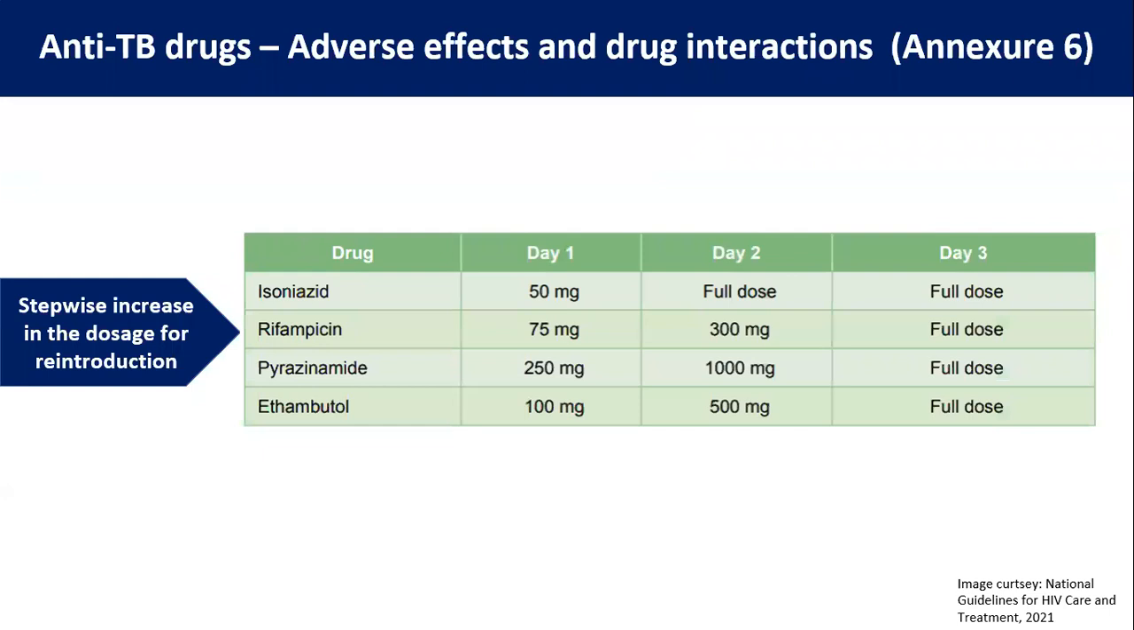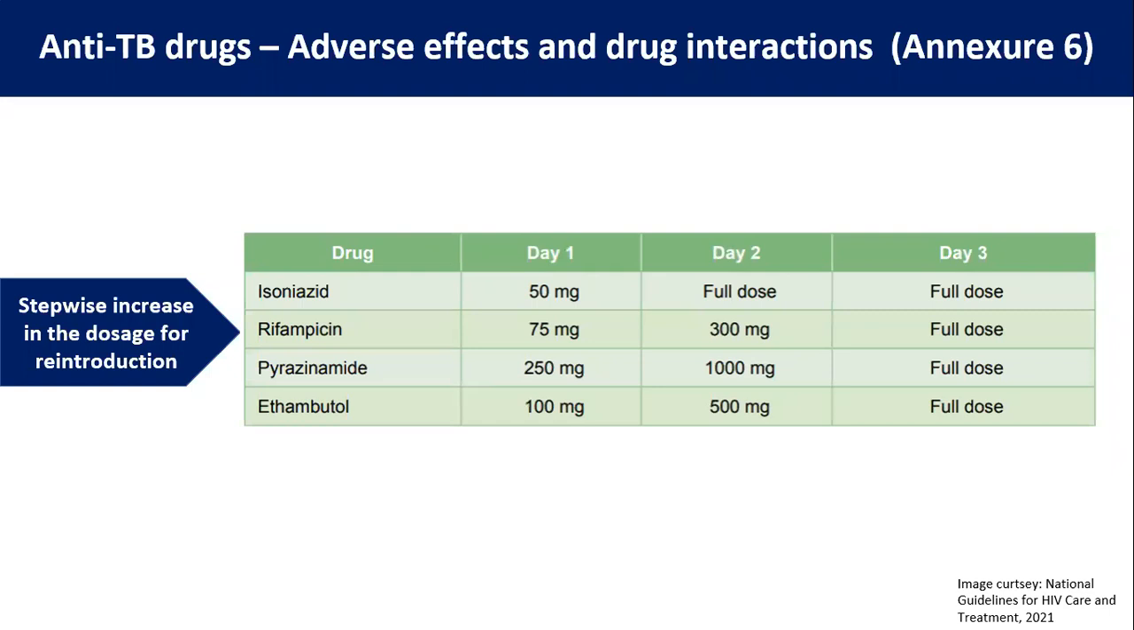Now, how we are going to reintroduce ATT following those side effects: the first day we start isoniazid 50 milligram. If tolerated, then on the second day we make it full dose. If tolerated, we continue the isoniazid, and on the fourth day we introduce rifampicin 75 milligram. If tolerated, we continue both isoniazid and rifampicin. Rifampicin is increased to 300 milligram, and then on the third day, rifampicin is made full dose.